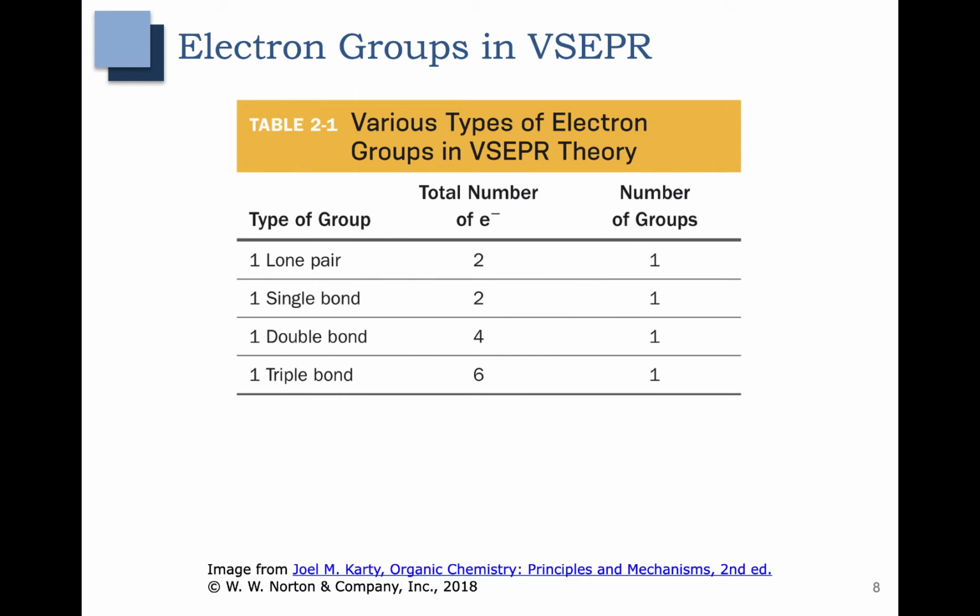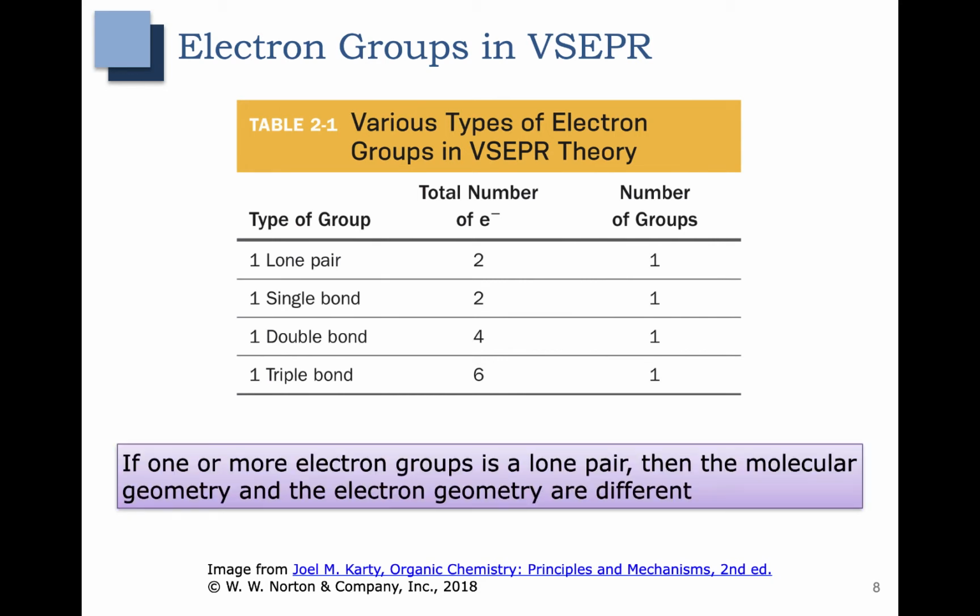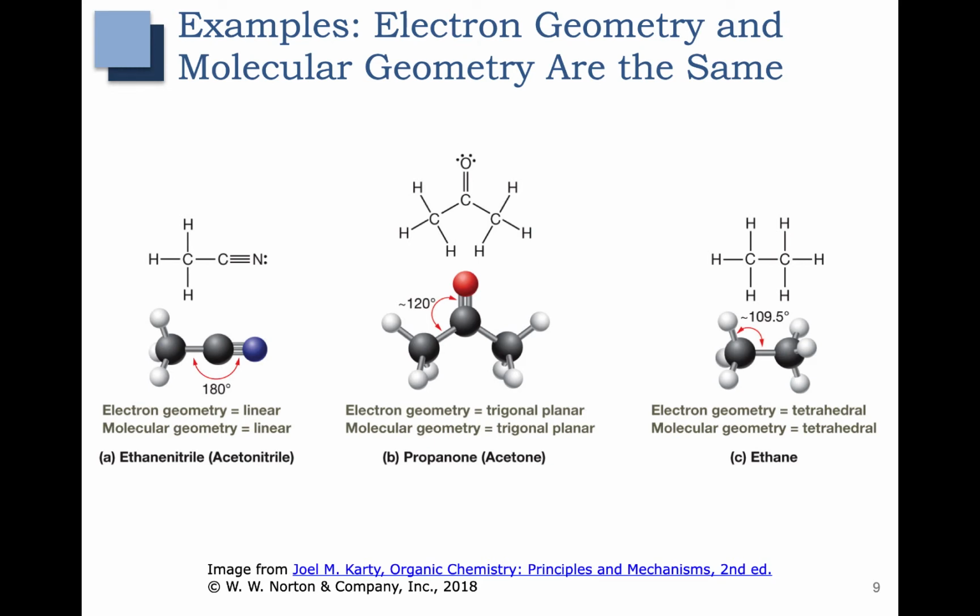For example, something that has a lone pair and 3 single bonds, that would count as 4 groups. A triple bond and a single bond would count as 2 groups. In electron geometry, you count the number of groups and then use this to predict the geometry. You will find that typically the molecular geometry and the electron geometry are the same. However, if one or more of the electron groups is a lone pair, then the molecular geometry and the electron geometry will be different. In these examples here, the electron geometry and the molecular geometry are the same.